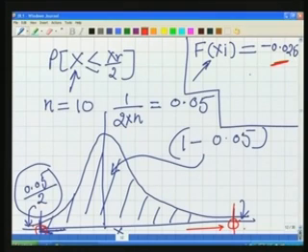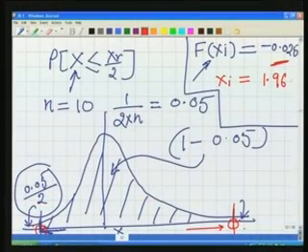Now, the corresponding value for this xi, if you go back to our table, you can make use of the standard normal curve table, and this value is 1.96. Over here it is minus 1.96 and over here it is plus 1.96.